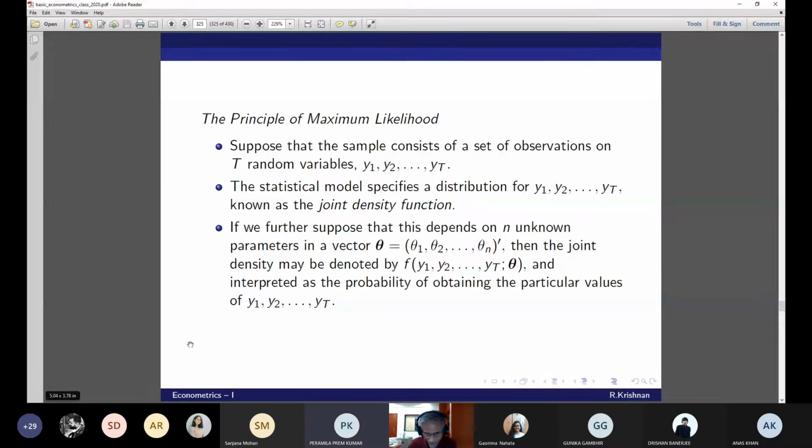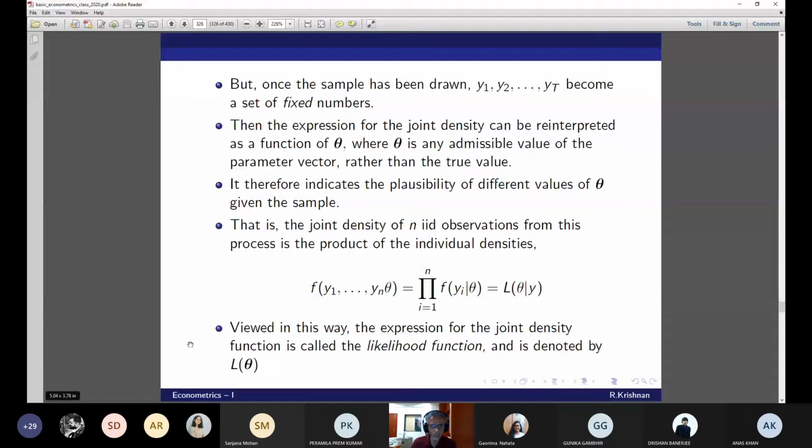Now, how does the maximum likelihood look at the same problem? Look at the bullet point. Once a sample has been drawn, y1, y2, up to yt become a set of fixed numbers. Can we say that? Now this is how the difference comes. The expression for the joint density is reinterpreted as a function of theta, where theta is any admissible value of the parameter vector rather than the true value. This is the difference between the interpretation of a density function and the likelihood function.